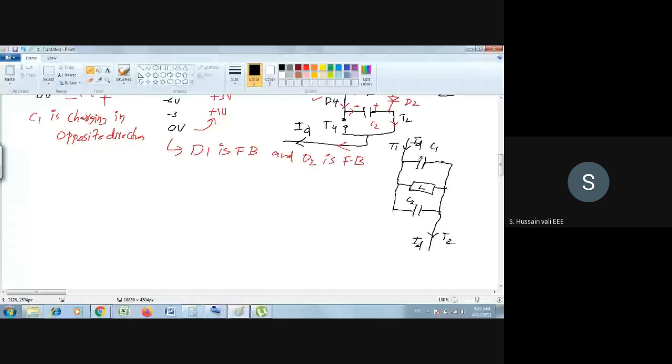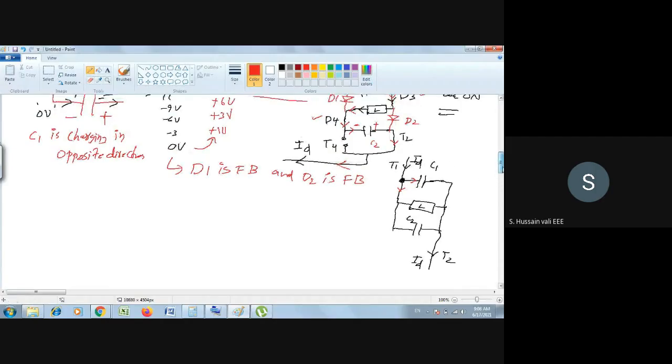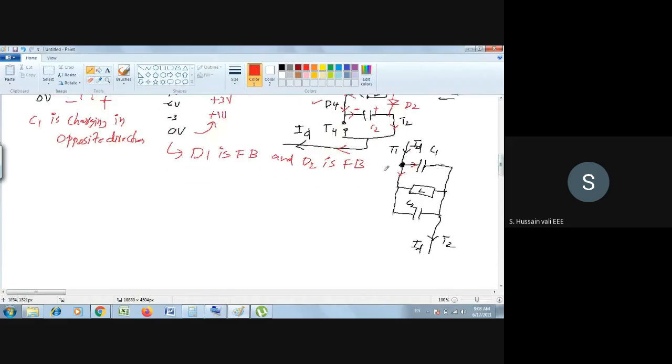I told you about the capacitor now. The current ID at this junction will now take two directions. This is direction number one, this is direction number two. It will take like this. Why will it take like this? Because now this also becomes short circuited. This diode D1 which was present here, I will write here D1, D2.